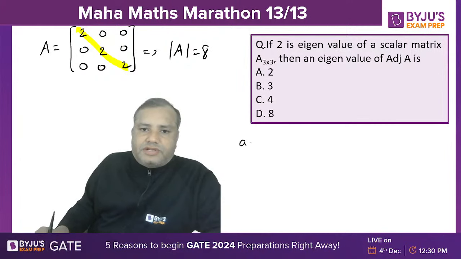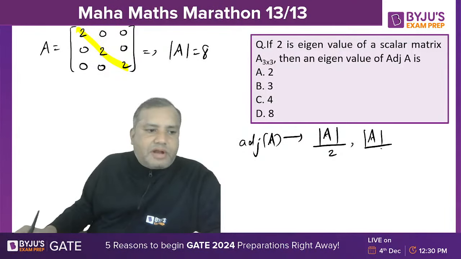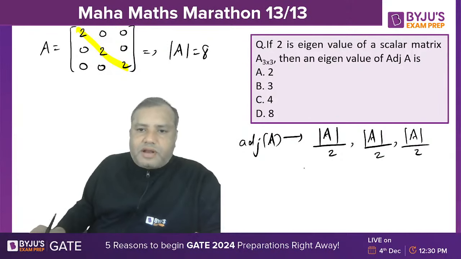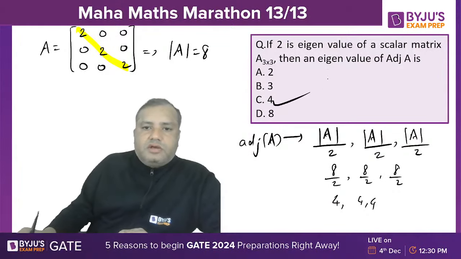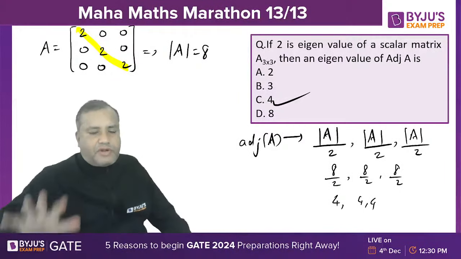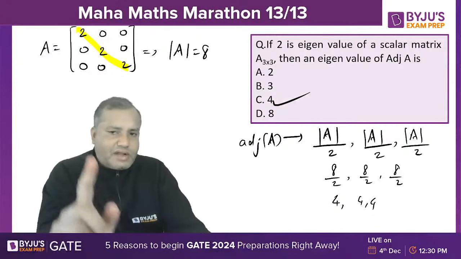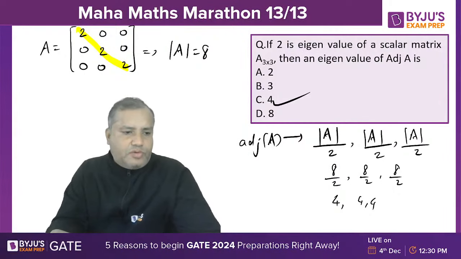8. Adjoint A will have eigenvalues determinant A upon lambda 1, determinant A upon lambda 2, determinant A upon lambda 3. So 4 should be the answer. This is really a very good question. Concept basic, easy question, but very conceptual. Students like to hit on this. Having any issues with this, let me know.